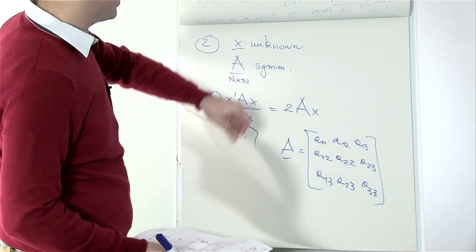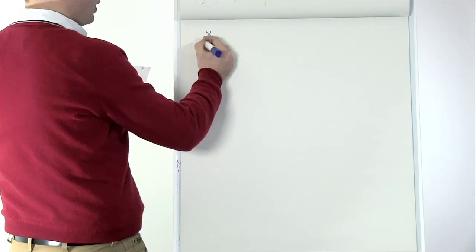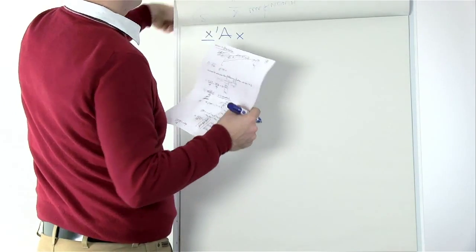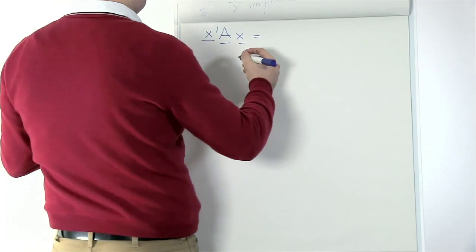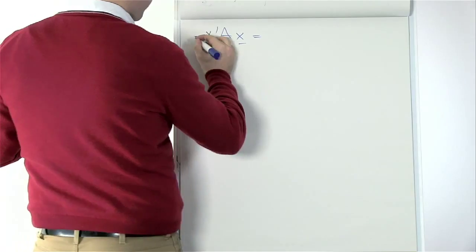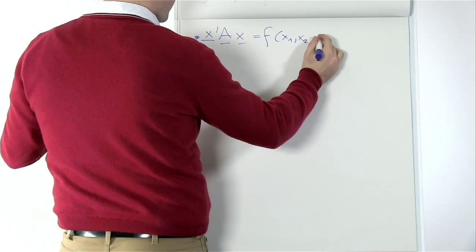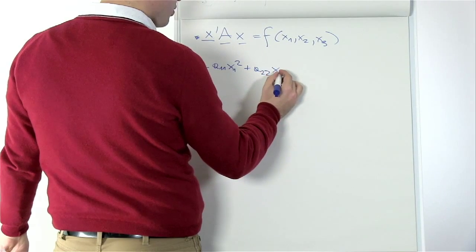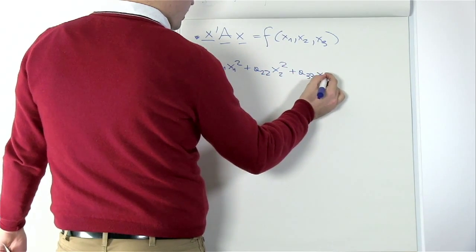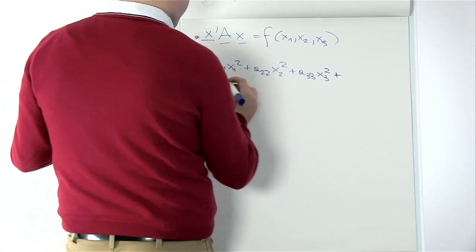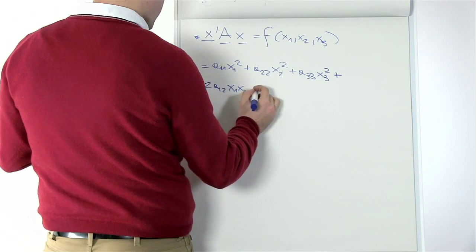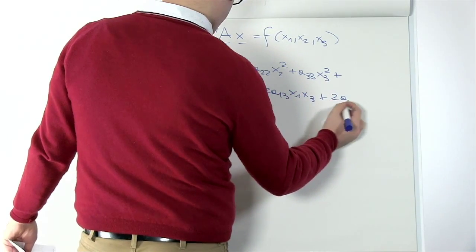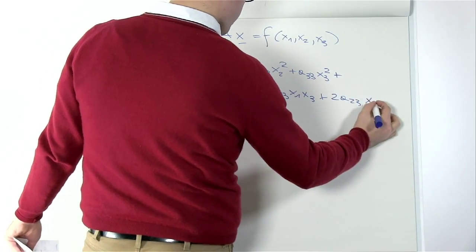You can show that if you calculate this quantity, x prime Ax, given these two definitions, you obtain something like this. We can call it f of x1, x2, and x3, and this is equal to a11 x1 squared plus a22 x2 squared plus a33 x3 squared plus 2 a12 x1 x2 plus 2 a13 x1 x3 plus 2 times a23 x2 x3.